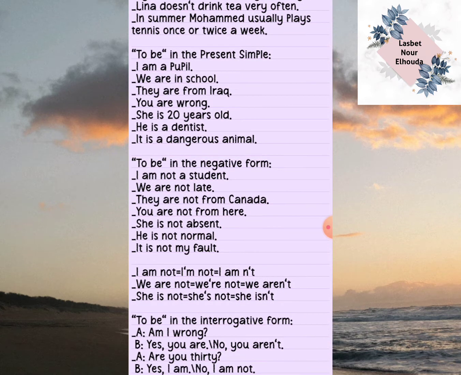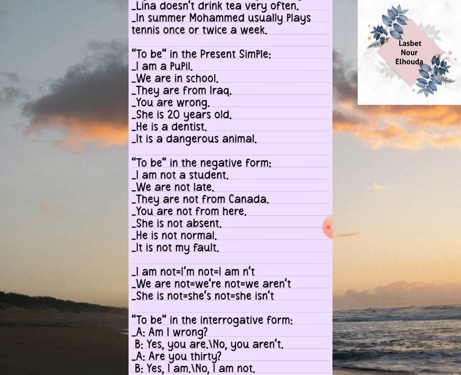And then she is 20 years old. Is is to be in the present with the personal pronoun she. We also use is with he and it. He is a dentist. It is a dangerous animal.